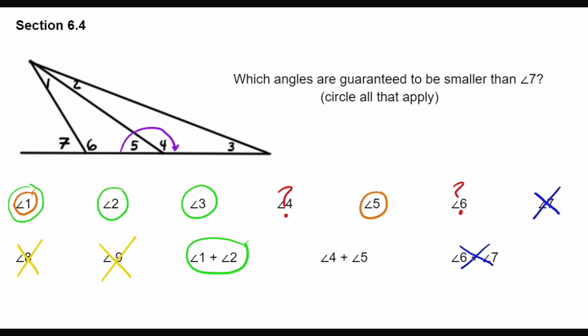Notice that angles 5 and 4 make a linear pair. That means they add up to 180 degrees. And since 180 degrees is the biggest an angle can be, for now, that means that angle 7 will be smaller than it, which means that it cannot be part of our list.